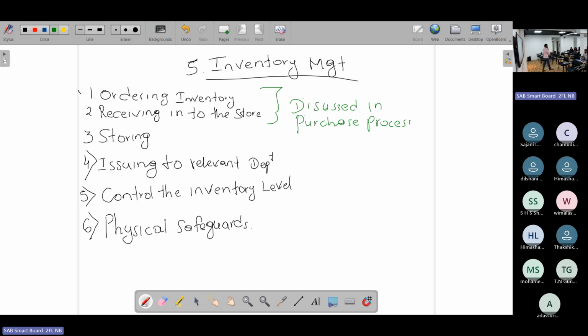Okay, it's a simple question. We need inventory, fine. Without inventory, we can't earn money. Whether it is a manufacturing company or a trading company, a buying and selling company, inventory is a must. Without inventory, we can't earn money. That's why we should manage inventory. Inventories are important, no doubt.